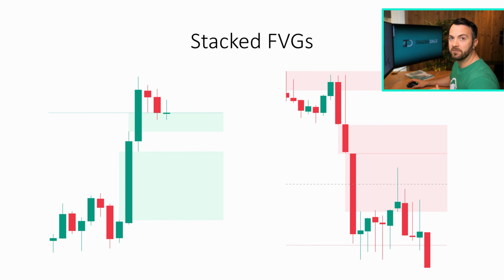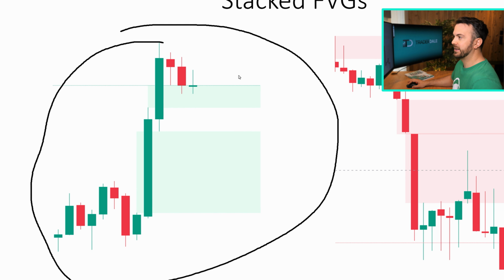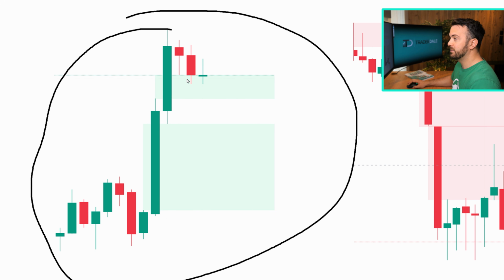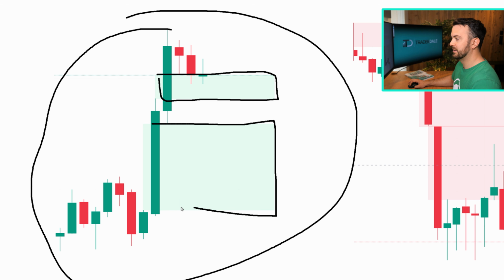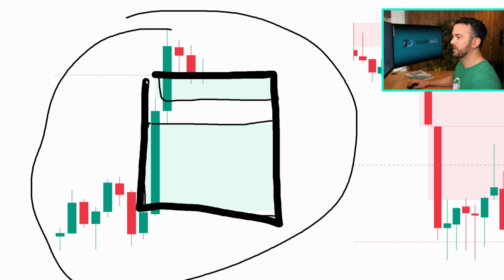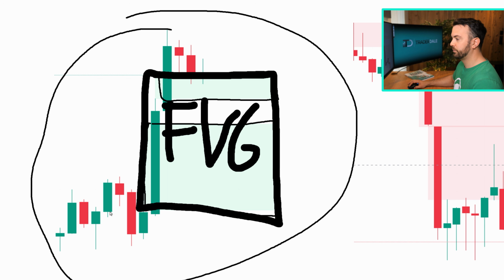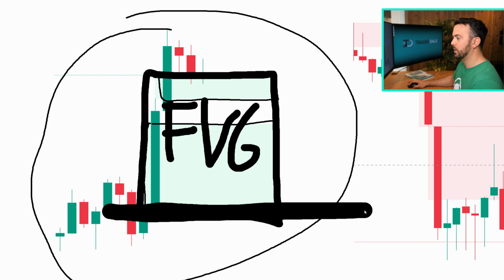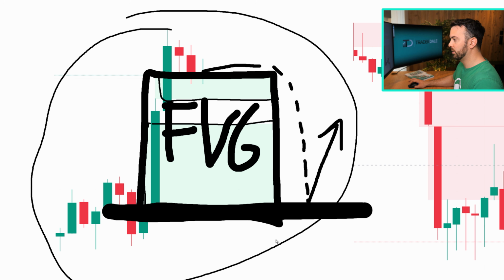The bigger, the better. Now, the second thing that makes a good fair value gap is if they are stacked. Let's take a look at those pictures, and let's first take a look at this one. There are two fair value gaps, this one and this one. They're stacked on top of each other, and they're very close. So if it is like this, then I consider the fair value gap as one big fair value gap, like this. One big fair value gap starting in here.